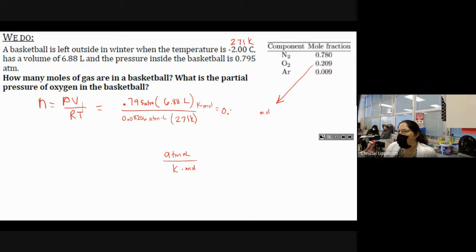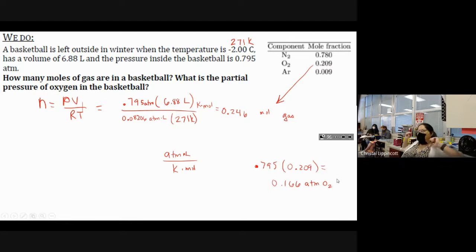So this ended up being 0.2346 moles, and that's moles of gas. Okay, and then if we do our mole fraction, we take our pressure here, which is 0.795, and multiply that by my mole fraction. That's going to give me the pressure of that gas. So that ends up being 0.166, and that would be atm, and that would be for your oxygen.